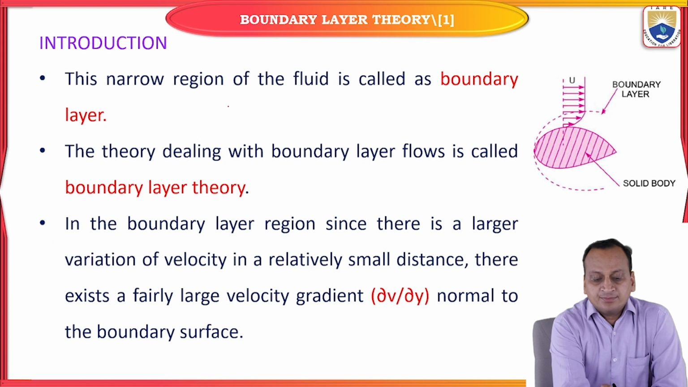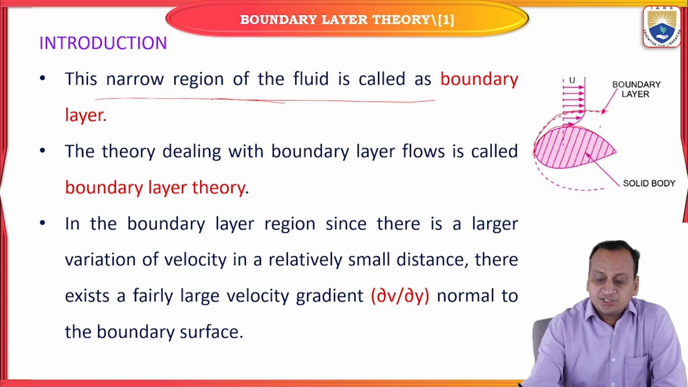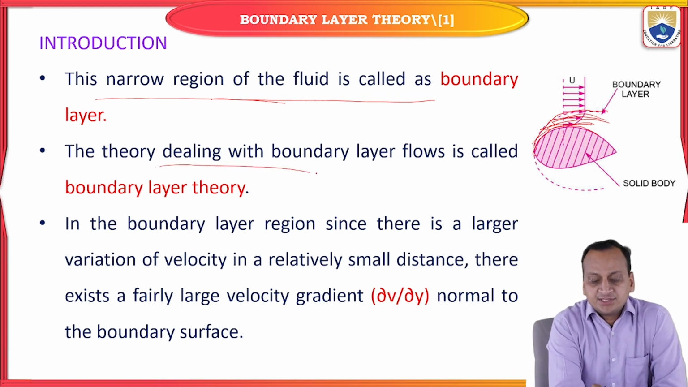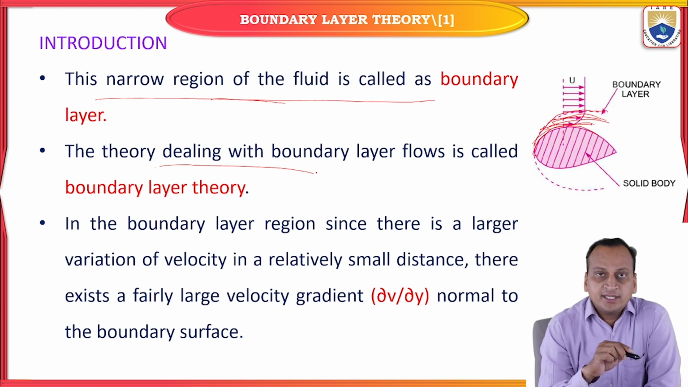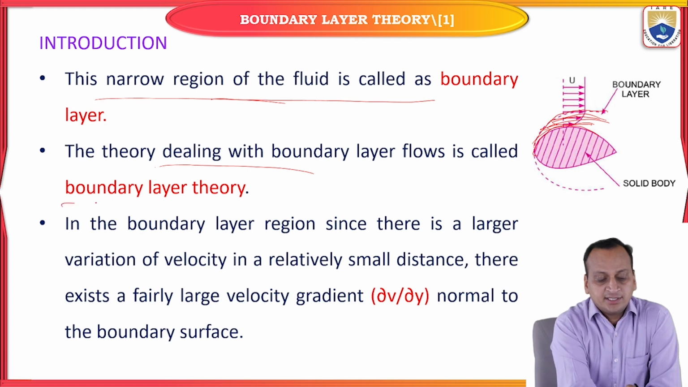This narrow region of the fluid is known as the boundary layer. So from the solid body, in the neighborhood space, this region is known as the boundary layer, where the fluid particles will be retarded. Gradually, all these layers will form a boundary layer. The theory which details the boundary layer and its characteristics is known as boundary layer theory.